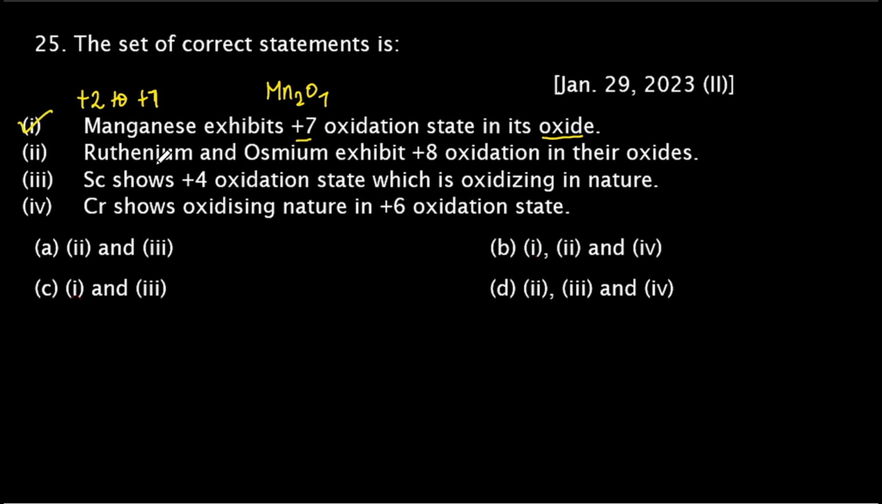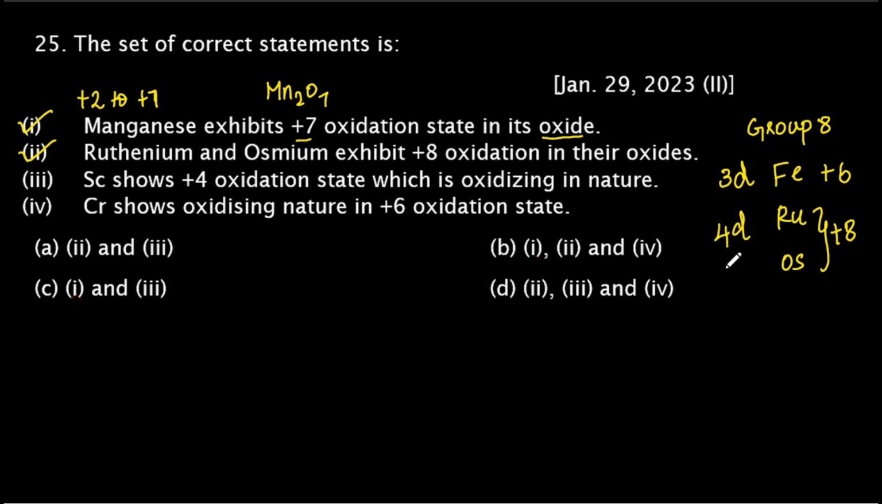Then going to the second statement, ruthenium and osmium exhibit +8 oxidation state in their oxides. So the second statement is also true. So they belong to group 8. The group 8 elements are iron, ruthenium, osmium. For iron, the maximum oxidation state, the highest oxidation state it can exhibit is +6 only. But for ruthenium and osmium, it can exhibit +8 oxidation state also. This is because iron is a 3D series element, ruthenium is a 4D series, and osmium is a 5D series element. So as we go down the group, the higher oxidation states are more stable.